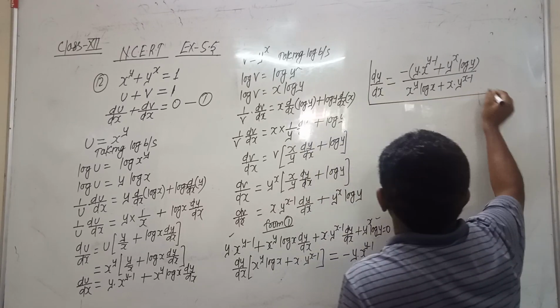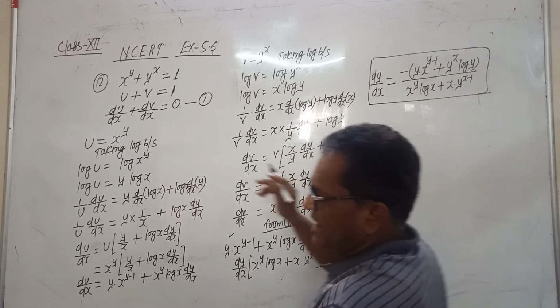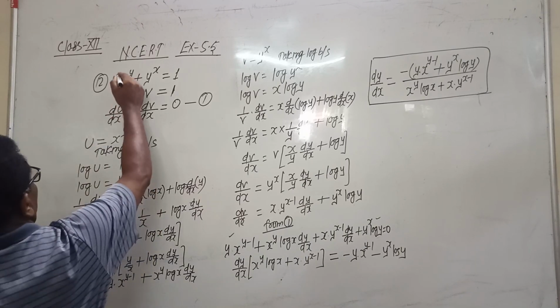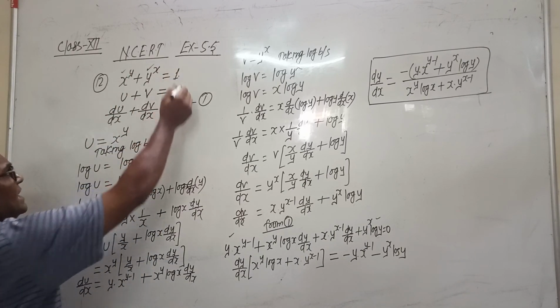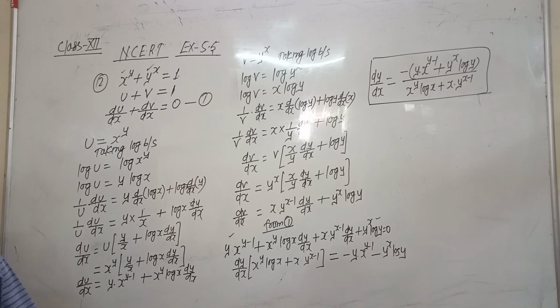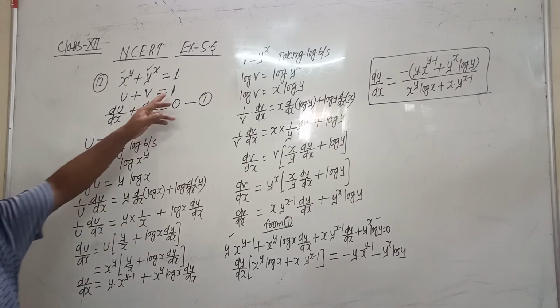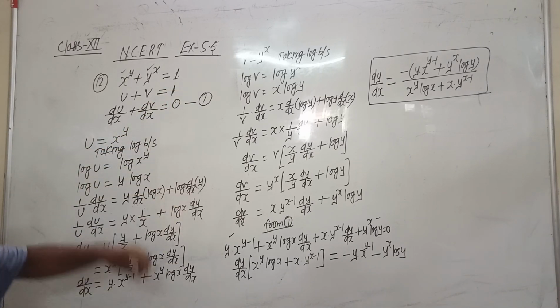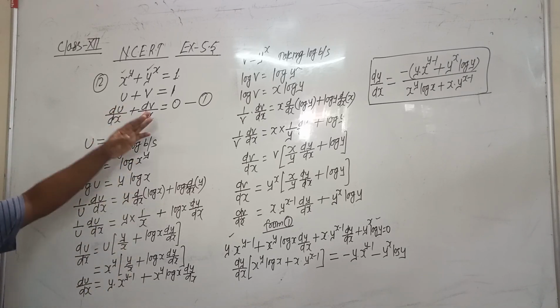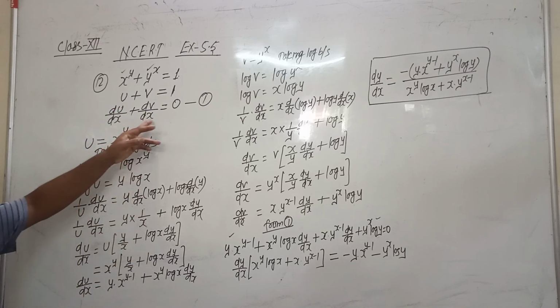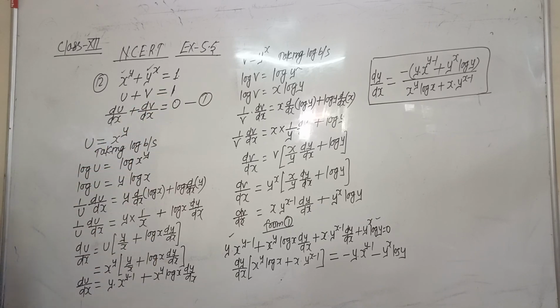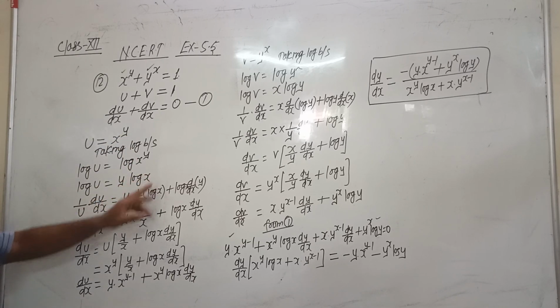So in such type of questions, we suppose this is u and this is v, and this is 1. We know differentiation of 1 is 0, so we keep it as it is. So u plus v equals 1, then differentiate both sides: du by dx plus dv by dx, and differentiation of 1 is 0. Then we have supposed u equals x raised to the power y, taking log both sides, log u equals y comes in the beginning, it becomes y log x.